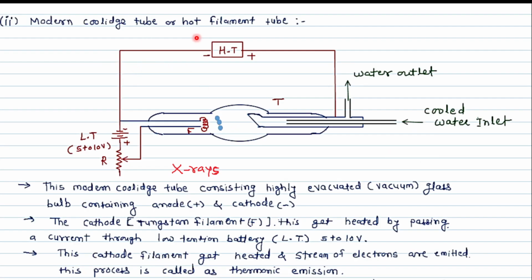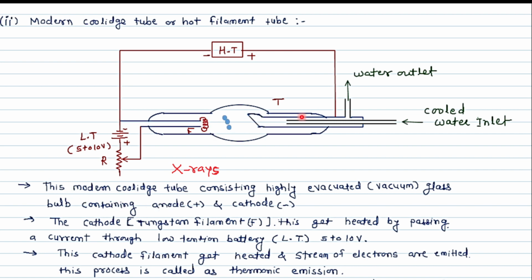In this modern Coolidge tube or hot filament tube, a high tension battery is connected to the cathode and anode. This is the cathode, which is called the filament F, and this is the target material, which is made of copper, and this is called the anode. The modern Coolidge tube consists of a highly evacuated glass bulb containing the anode and cathode.